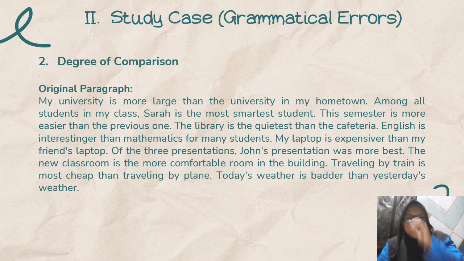For the second topic, the degree of comparison, here is the original paragraph first. My university is more large than the university in my hometown. Among all students in my class, Sarah is the most smartest student. This semester is more easier than the previous one. The library is the quietest than the cafeteria. English is interestinger than mathematics for many students. My laptop is expensiver than my friend's laptop.